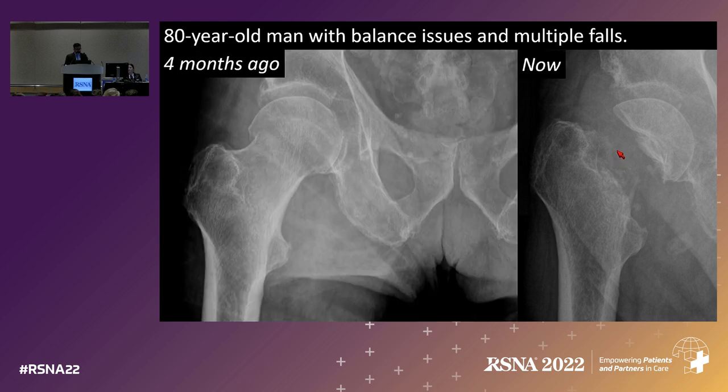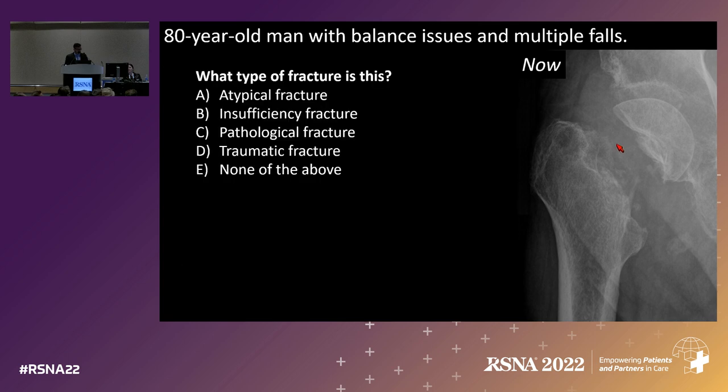And let me show you the image 4 months ago from the outside. There was this, maybe you can appreciate a little fracture right here. At the time, this was not diagnosed. Nothing was done and the patient came back looking like this. So what kind of fracture is this?